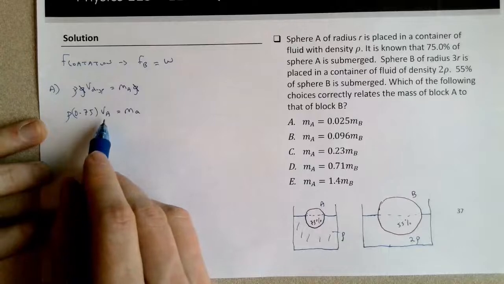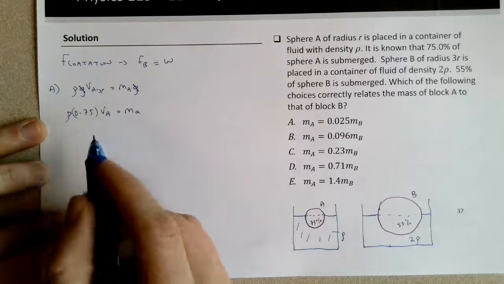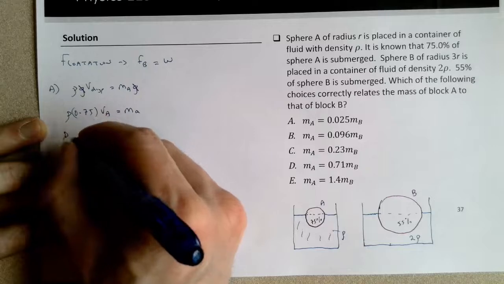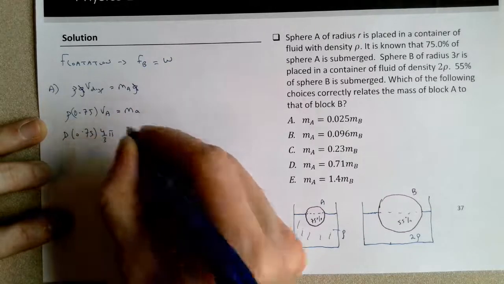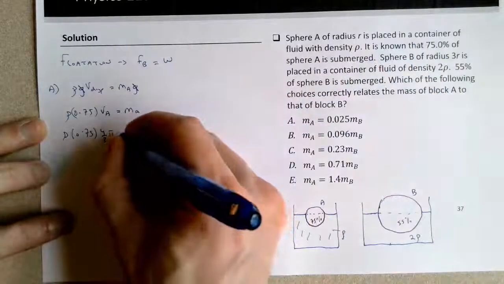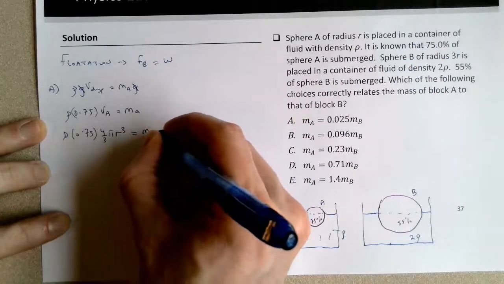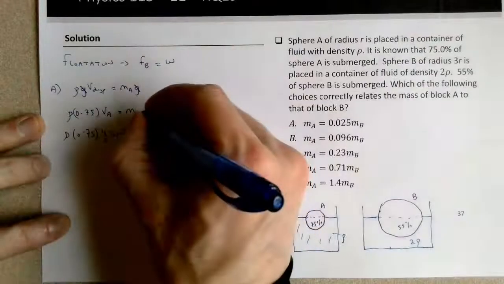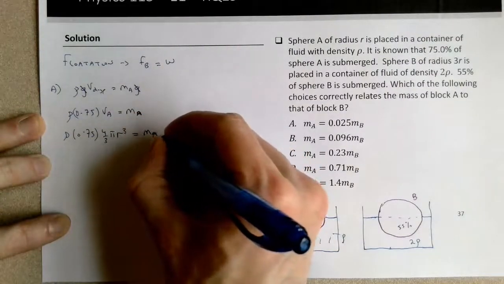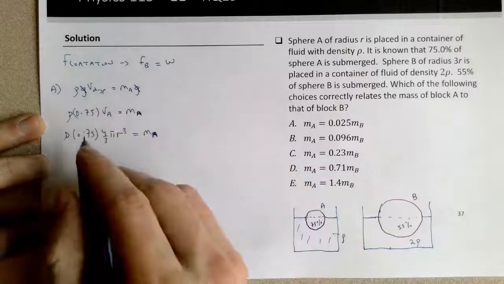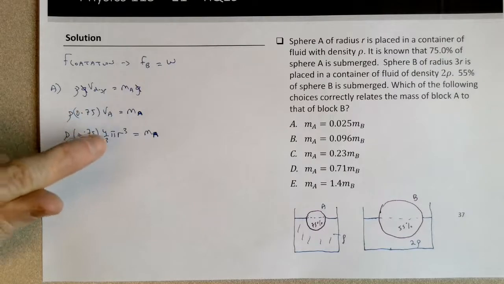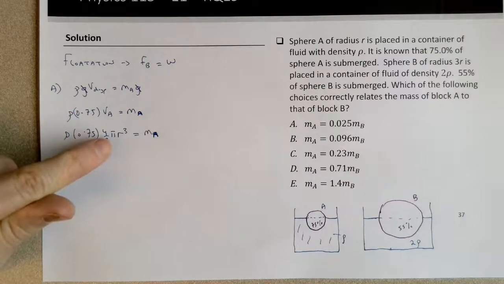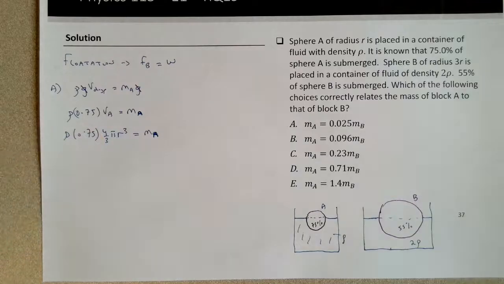And the volume of A is the volume of a sphere. So 0.75 times 4/3 pi r cubed. Oh, sorry, I mismatched my upper and lowercase letters for A's. Okay, so the mass of A is rho of the fluid times 3/4 of the volume, where the volume of the sphere with radius r is 4/3 pi r cubed.